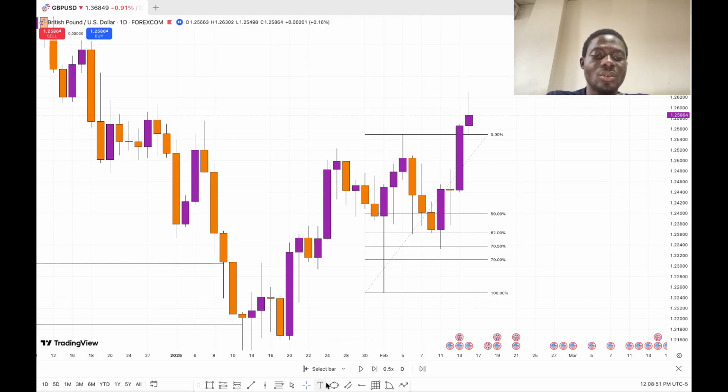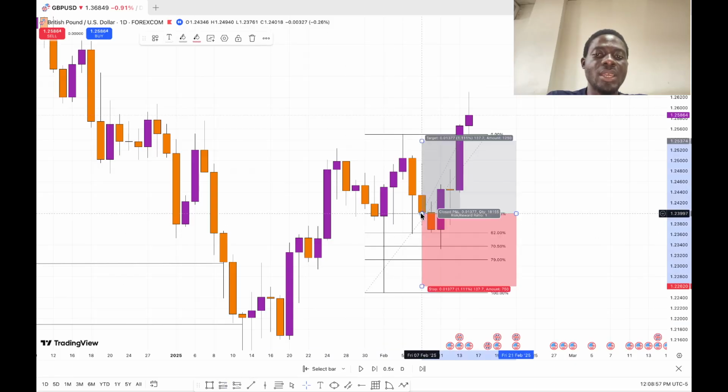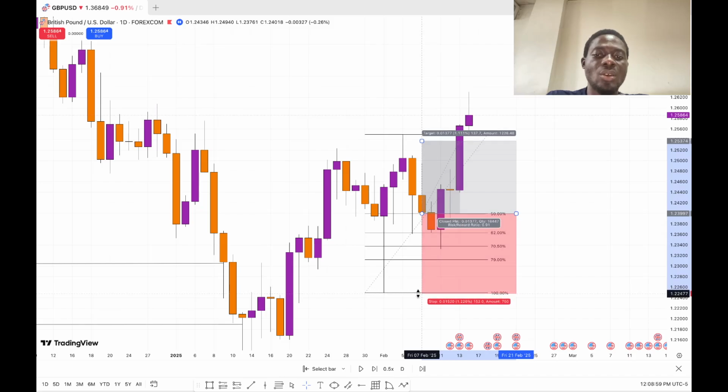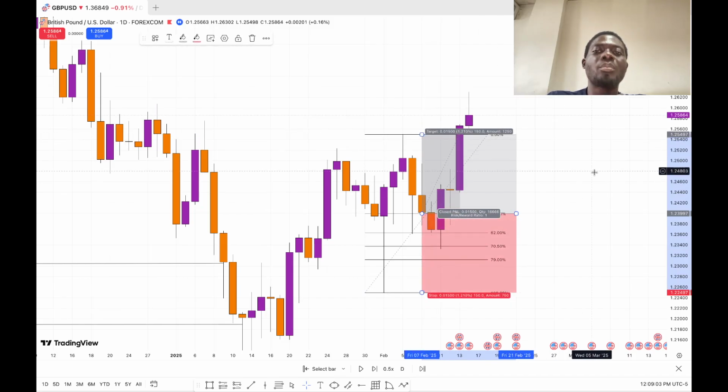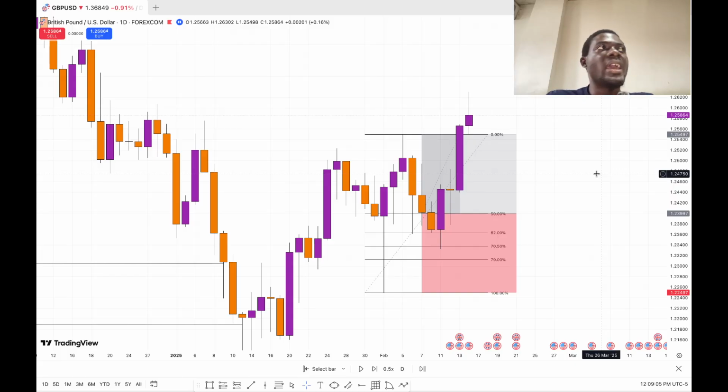You can put your entry here, at the 50% level. If you are someone who is able to risk big and afford big risks, you can put your entry at the 50%, because I was saying initially that when price gets to 50%, you have the right to trade that price. You understand? You have the right to trade it.